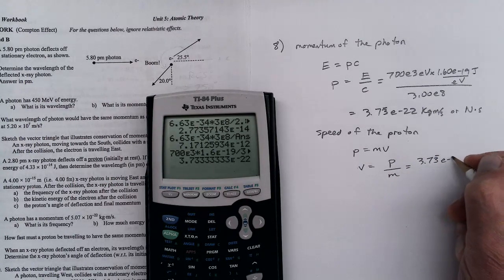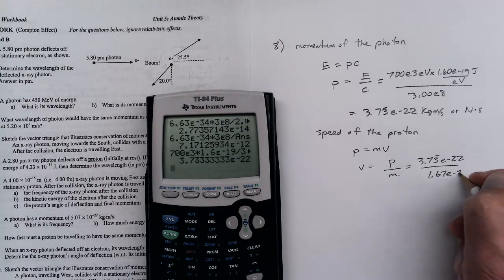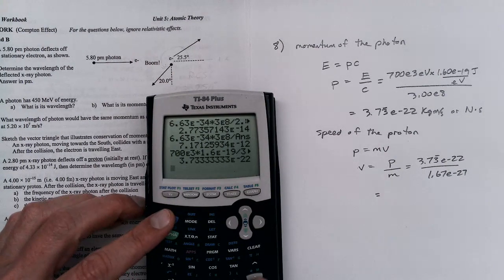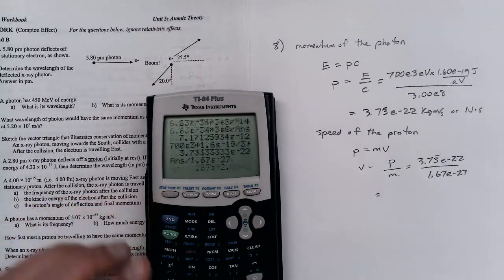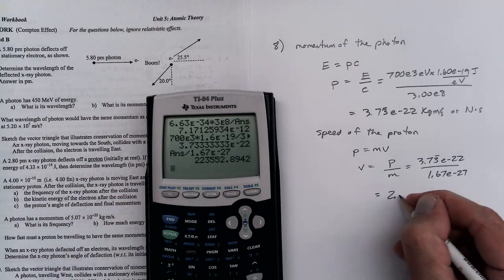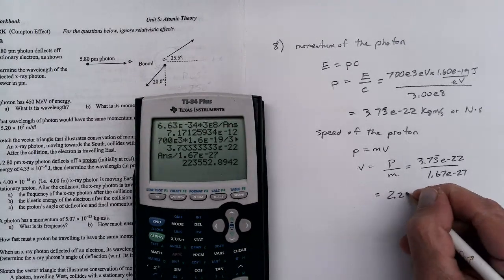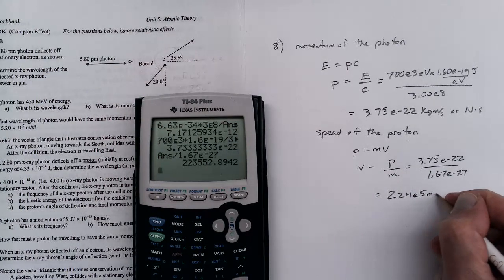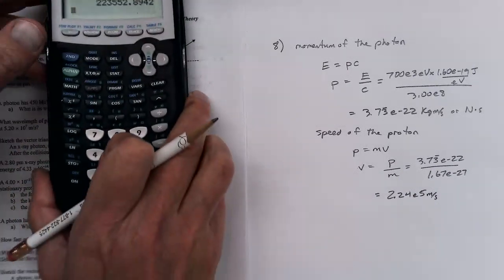3.73 repeat E negative 22, divide that by 1.67 E negative 27. And let's get our answer. 2.24. Looking at 3 sig digs, are we not? Yep. E35 meters per second. All right, let's take a look at question number 9.